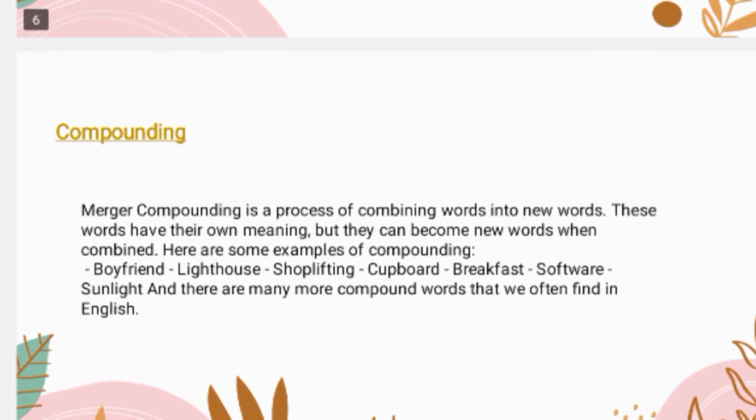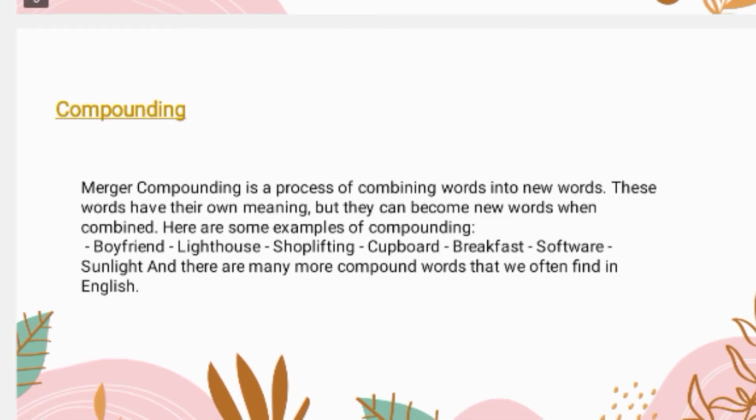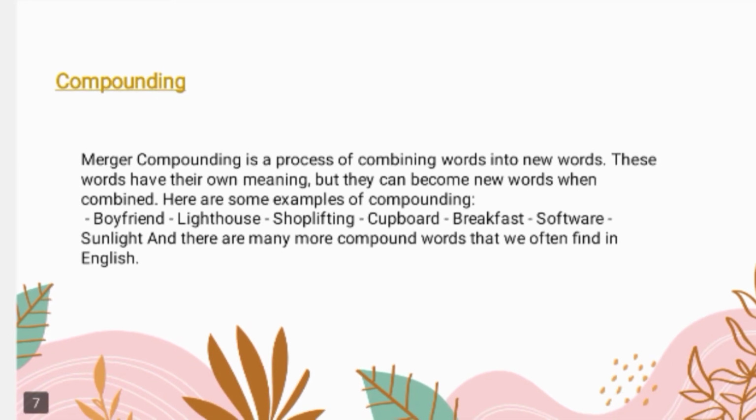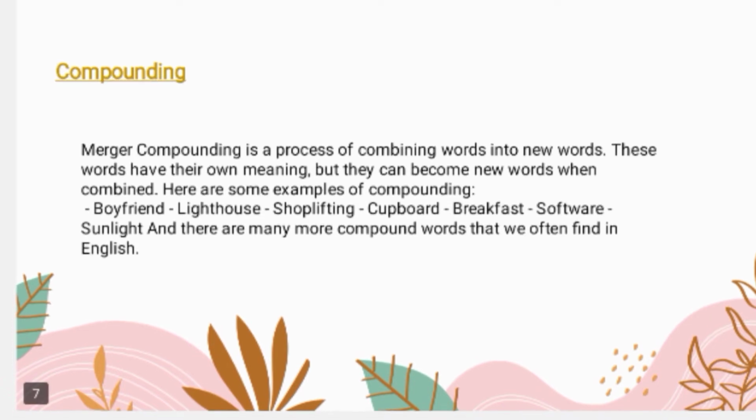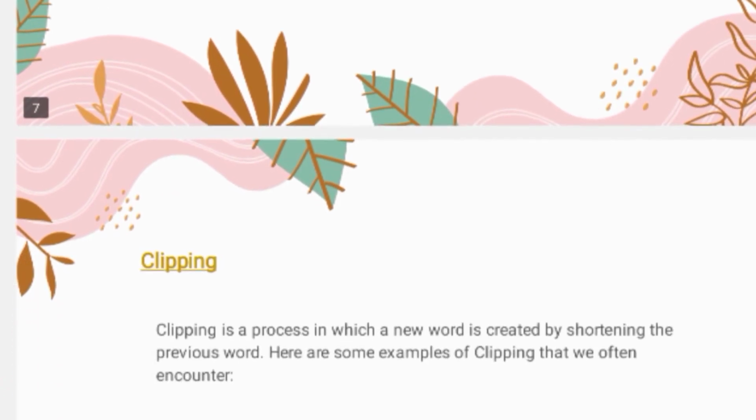Compounding. Compounding is a process of combining words into new words. These words have their own meaning, but they can become new words when combined. Here are some examples of compounding: boyfriend, lighthouse, soft-lighting, cupboard, breakfast, software, sunlight, and there are many more compound words that we often find in English.